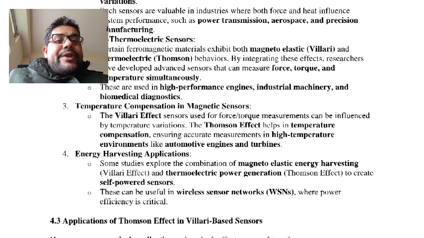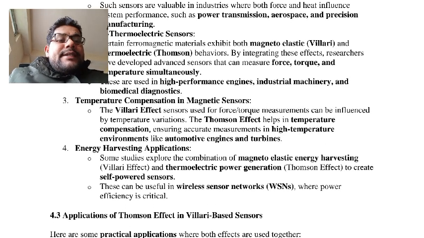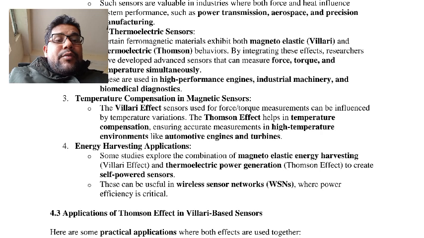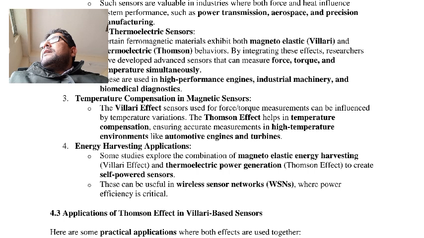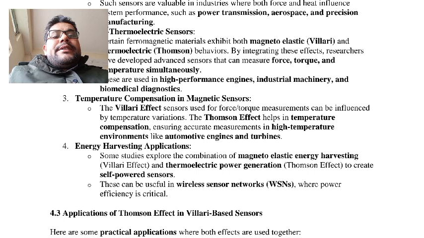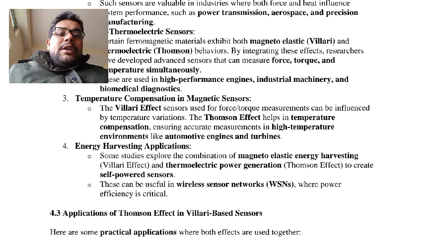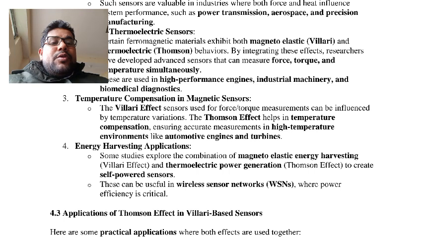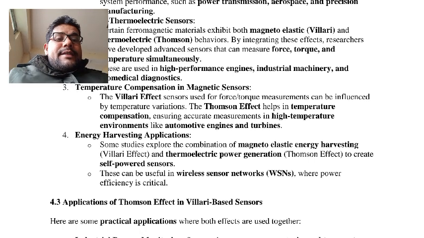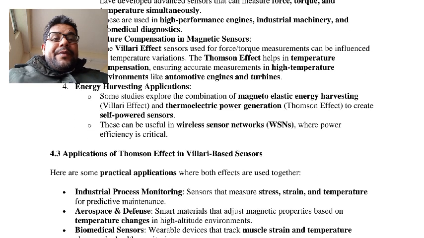Energy harvesting applications. Some studies explore combining magnetoelastic energy harvesting, which is due to the Villari effect, with electric power generation from the Thomson effect, to create self-powered instruments. In the field, if we want to operate an installed instrument that can automatically detect based on environmental conditions, we can use a thermoelectric power generation sensor and a magnetoelectric sensor combined. This can be used in wireless sensor networks for power.